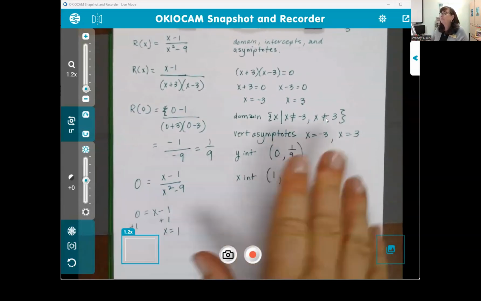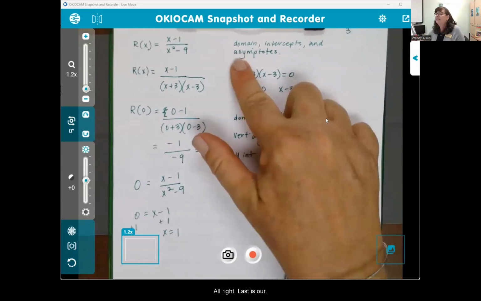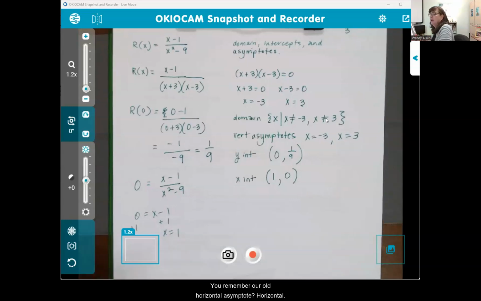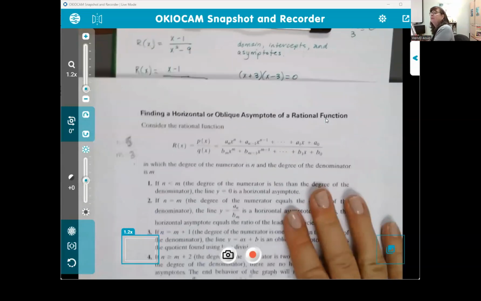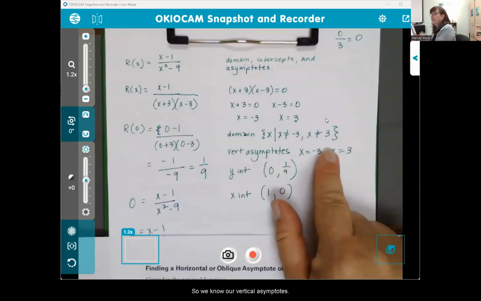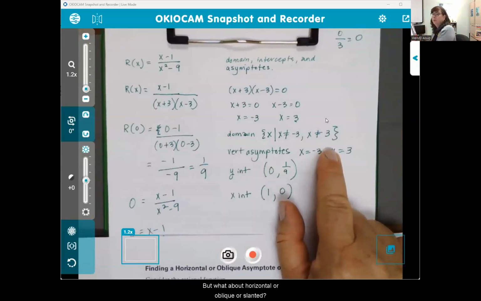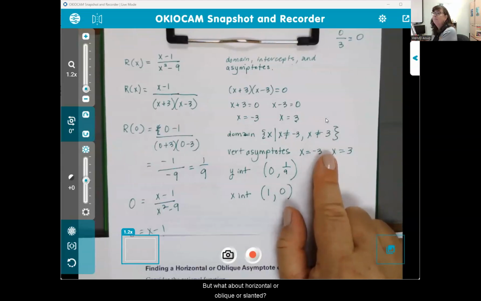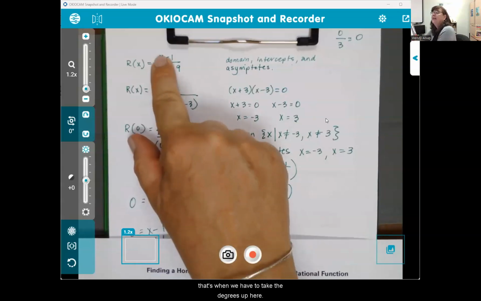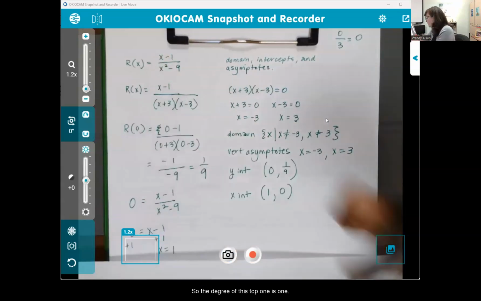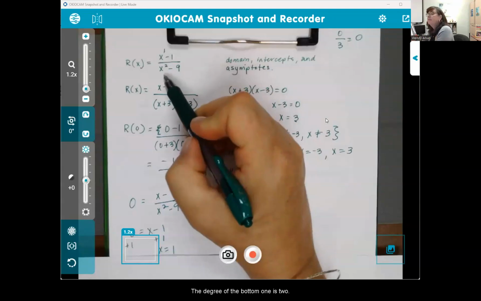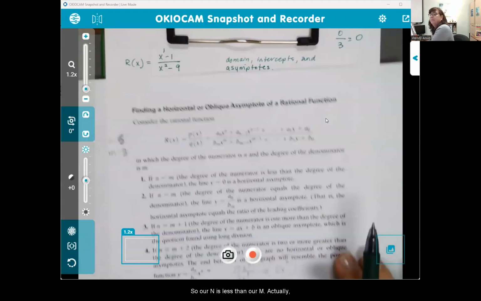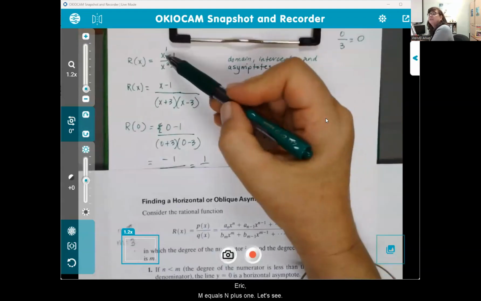All right. Last is our, you remember our old horizontal and oblique asymptote cheat sheet? So we know our vertical asymptotes, but what about horizontal or oblique or slanted? Well, that's when we have to take the degrees up here. So the degree of this top one is 1. The degree of the bottom one is 2. So our n is less than our m.